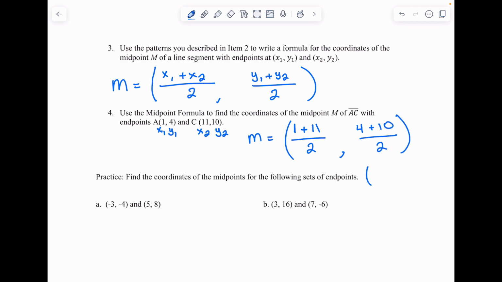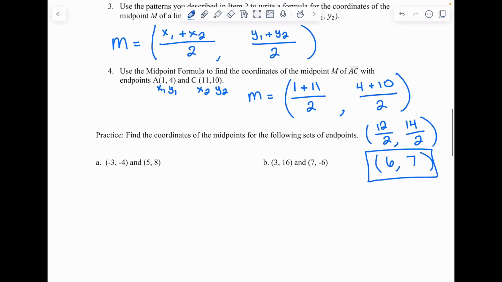1 plus 11 is 12, and 4 plus 10 is 14. And then lastly, 12 divided by 2 is 6, and 14 divided by 2 is 7. And so the coordinate point 6, 7 is the midpoint of this segment. And we found that by averaging the x coordinates of the endpoints and averaging the y coordinates of the endpoints. Let's try this a few more times.